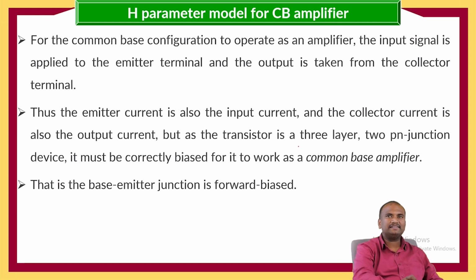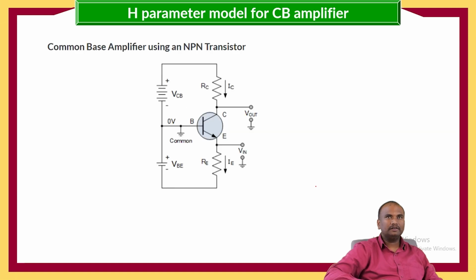But as the transistor is a 3-layer, 2 PN junction device, it must be correctly biased for it to work as a common base amplifier. That is, the base to emitter junction is forward biased. Here is the common base amplifier circuit using an NPN transistor. The base to emitter junction is forward biased.